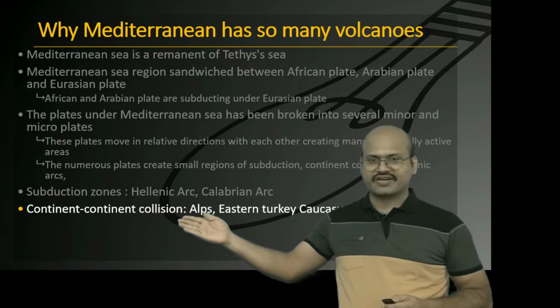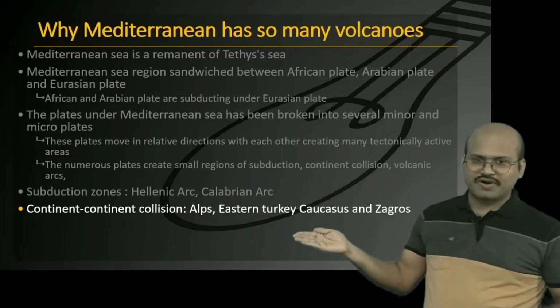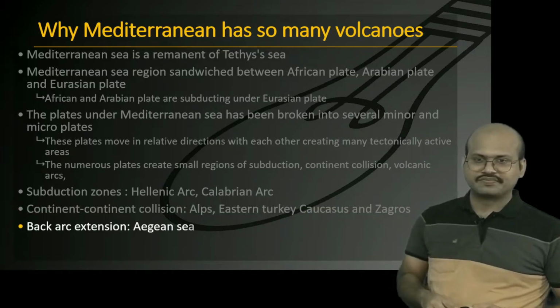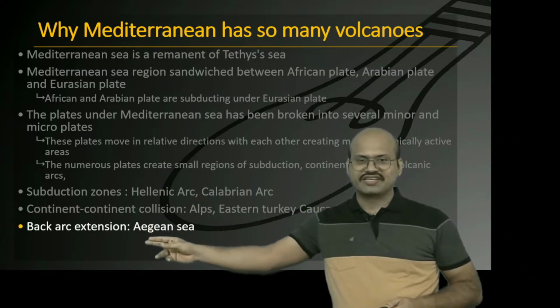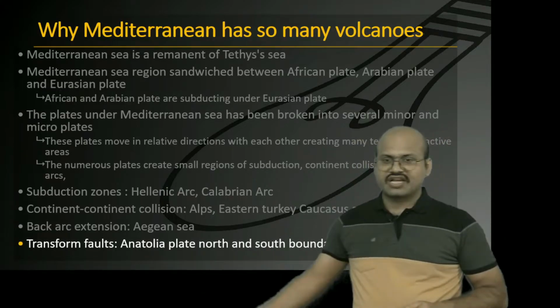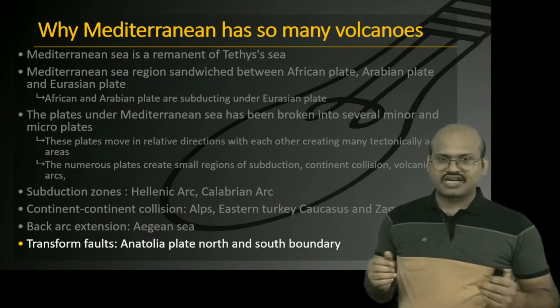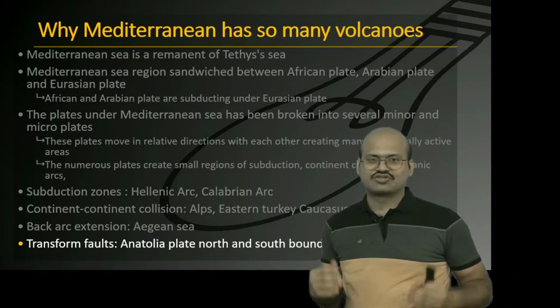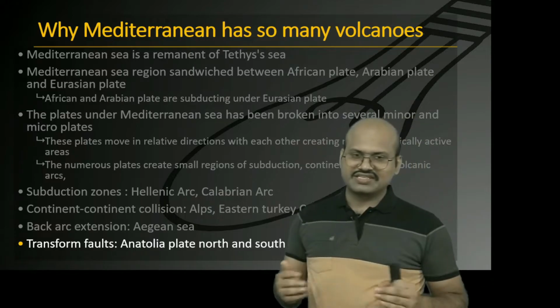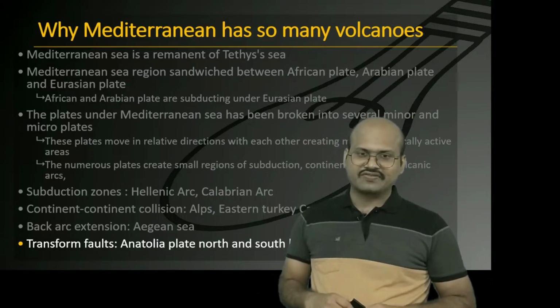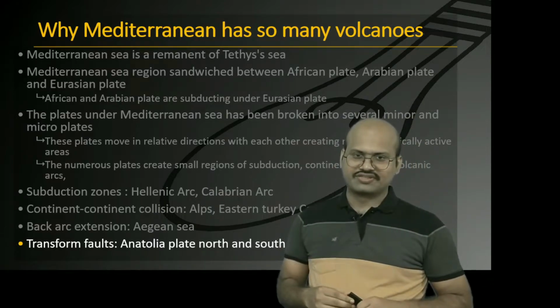Continent-continent collisions have created the Alps, Caucasus Mountains, and Zagros Mountains. There is a back arc extension in the Aegean Sea. There are transform faults. The Anatolia Plate on the north and south boundary has transform faults. So we can see that because there are so many boundaries here, this region is very active, and that is why we see a large number of volcanoes in these regions.